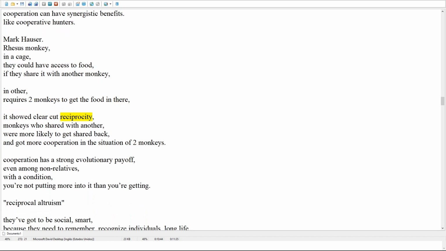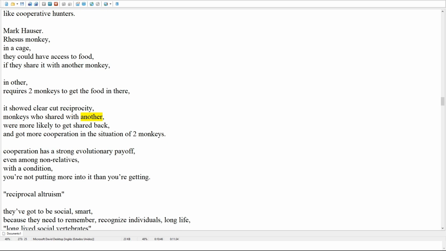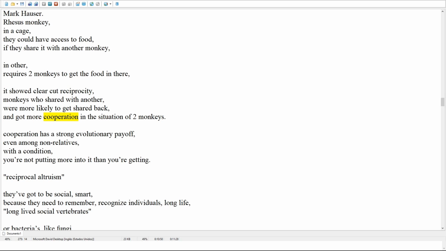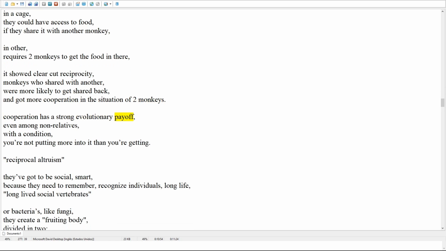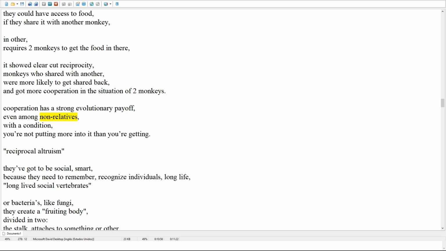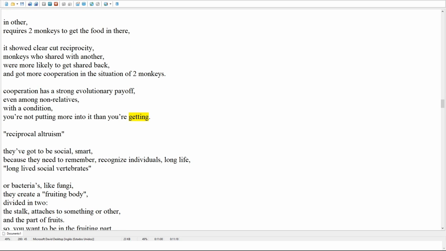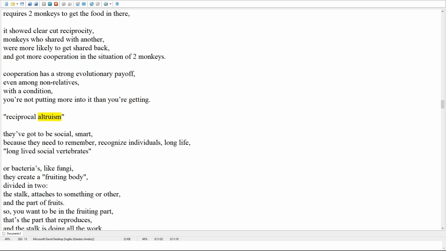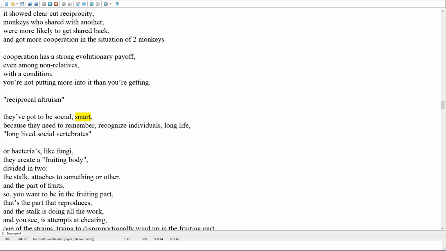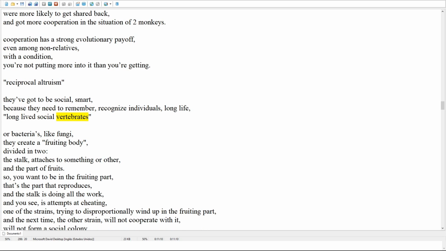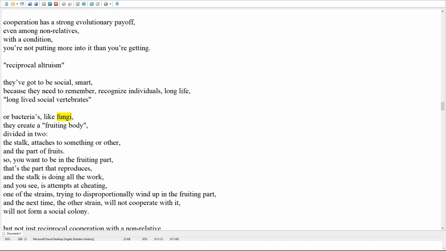It showed clear-cut reciprocity. Monkeys who shared with another were more likely to get shared back, and got more cooperation in the situation of two monkeys. Cooperation has a strong evolutionary payoff, even among non-relatives, with a condition: you're not putting more into it than you're getting. Reciprocal altruism. They've got to be social and smart, because they need to remember and recognize individuals, and have long lives. Long-lived social vertebrates, or bacteria, like fungi.